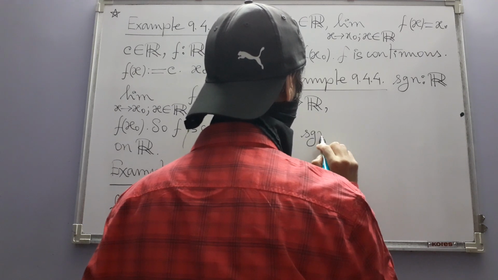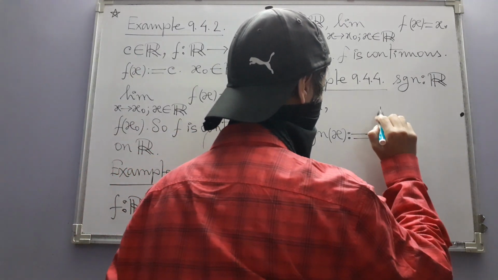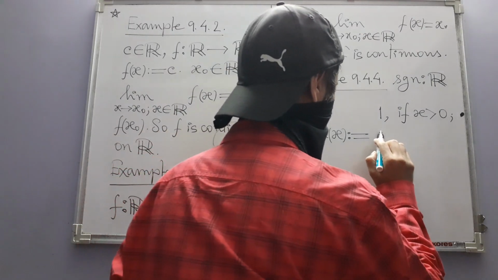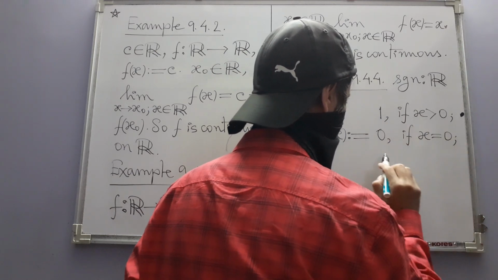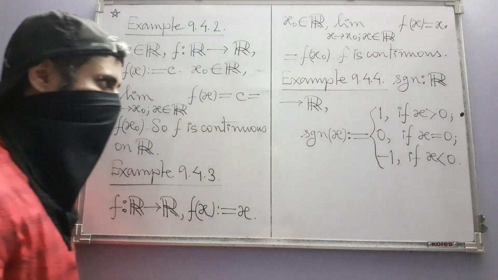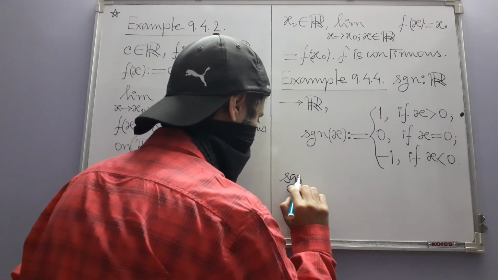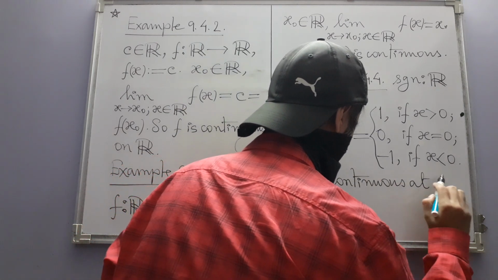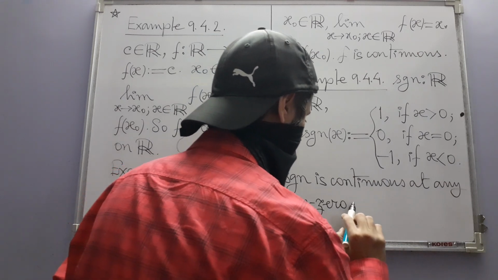Its defining rule: we defined it to have the value 1 if our input is a positive real number, the value 0 if our input is 0, and -1 if our input is a negative real number. Okay, then this is continuous at any non-zero real number.